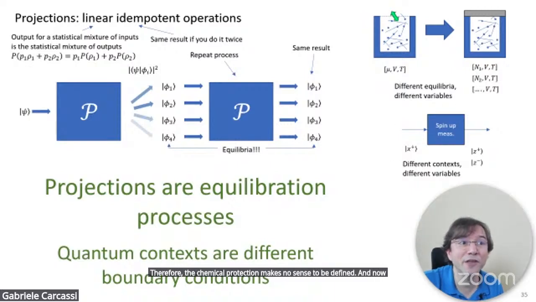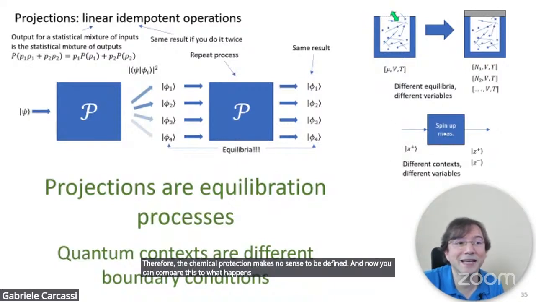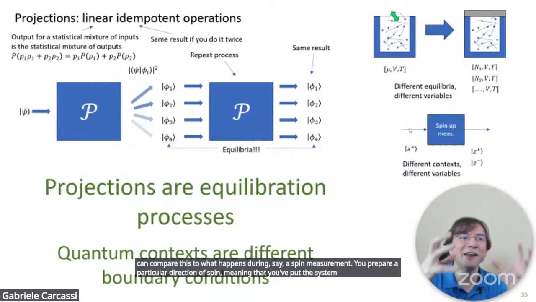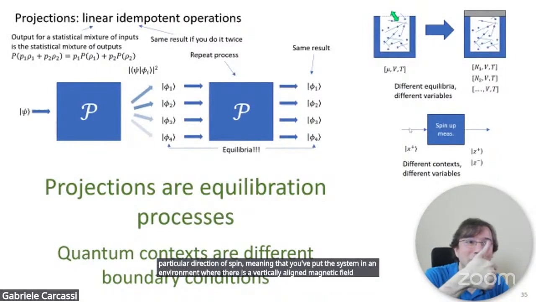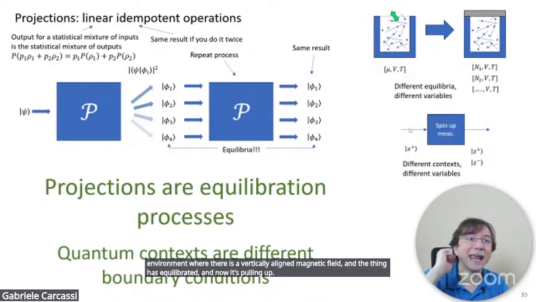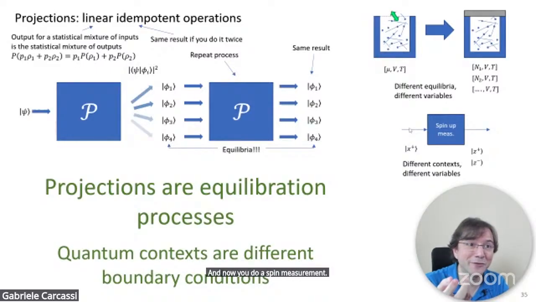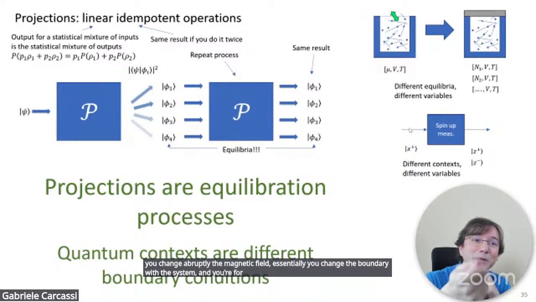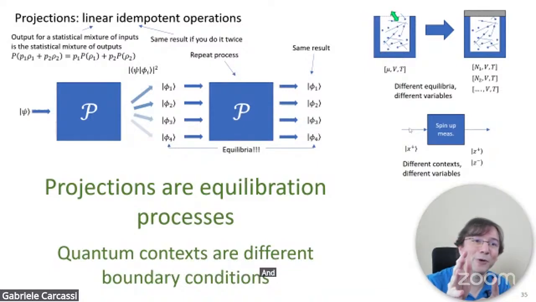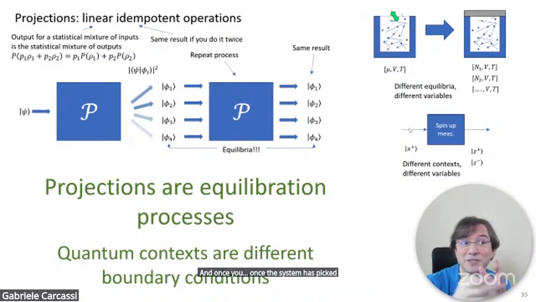And now you can compare this to what happens during a spin measurement. You prepare a particular direction of spin, meaning that you've put the system in an environment where there is a vertically aligned magnetic field, and the system has equilibrated and is now pointing up. And now you do a spin measurement. What does it mean to do a spin measurement? You abruptly change the magnetic field. Essentially, you change the boundary with the system, and you're forcing the system to pick one or the other. And once the system has picked one or the other, it has to stay where it is.